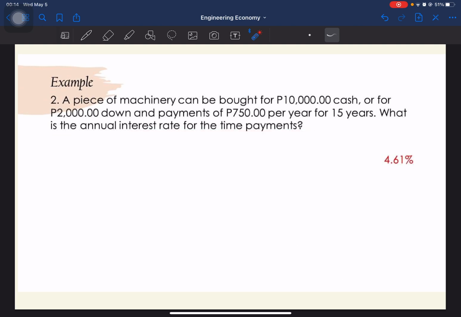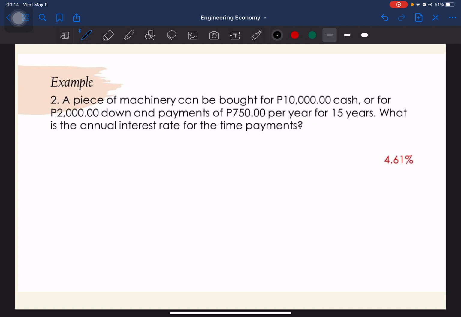Okay? Note that the problem is easy dahil yung payment periods natin, periodical payments natin, at saka yung interest rate na tinatanong is the same. Okay? Annual, tapos per year. So, this is going to be easy.